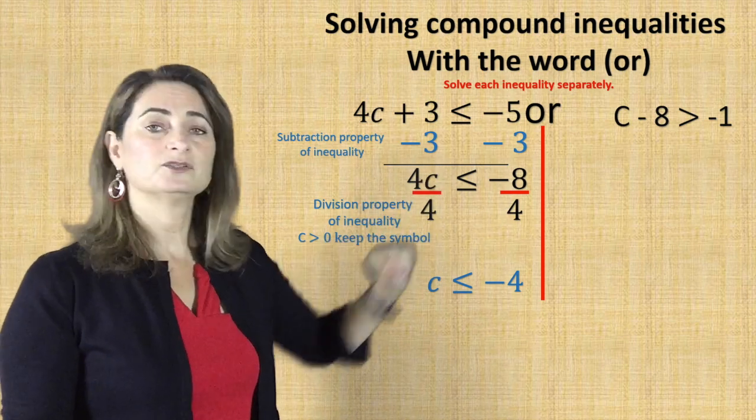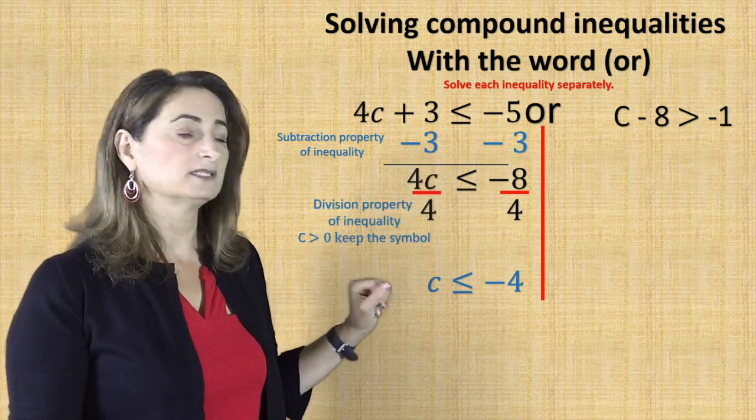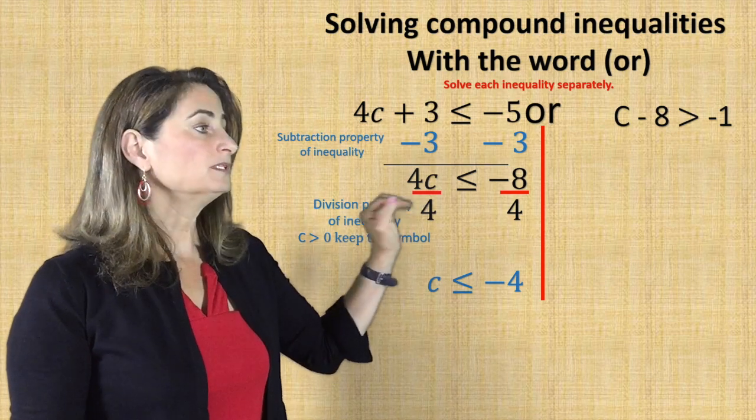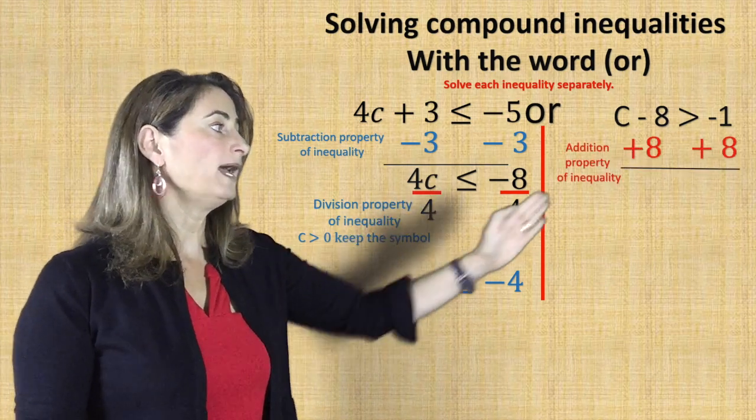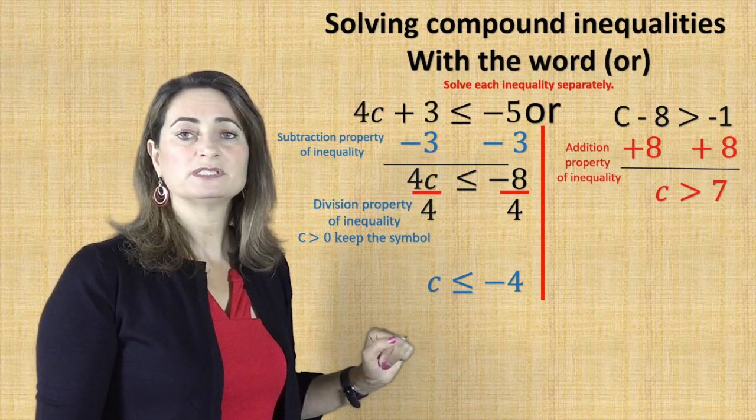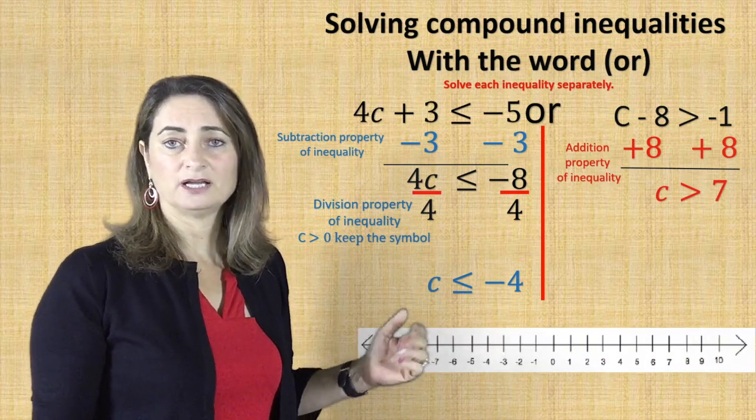Now, let's move on to the next part by itself. c minus 8 more than -1. Use the addition property of inequality, so add 8 to both sides. You end up with c more than 7. How do you graph it?